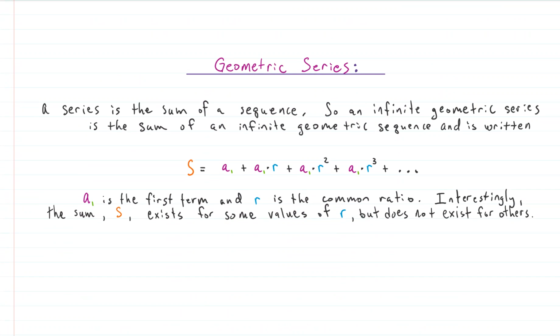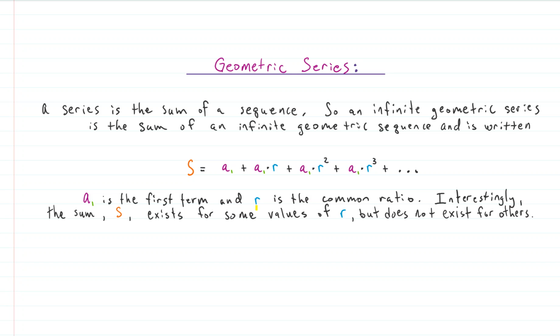A geometric series is a sum of a geometric sequence. So a series in general is the sum of a sequence. So an infinite geometric series is the sum of an infinite geometric sequence. And we can write it by just calling it capital S, and literally writing out each of the terms of the infinite geometric sequence and adding them together. a sub 1 is the first term, r is the common ratio.